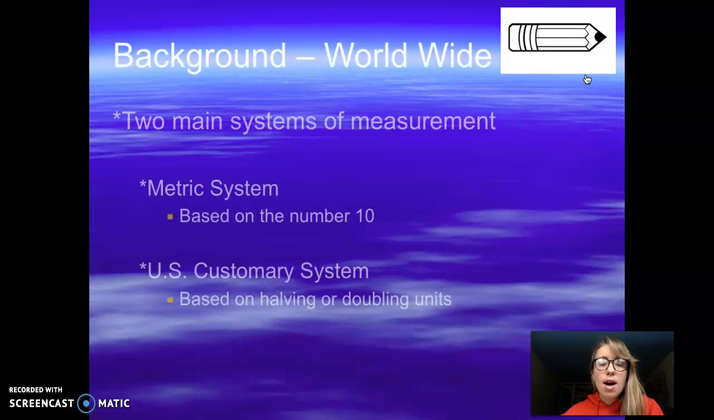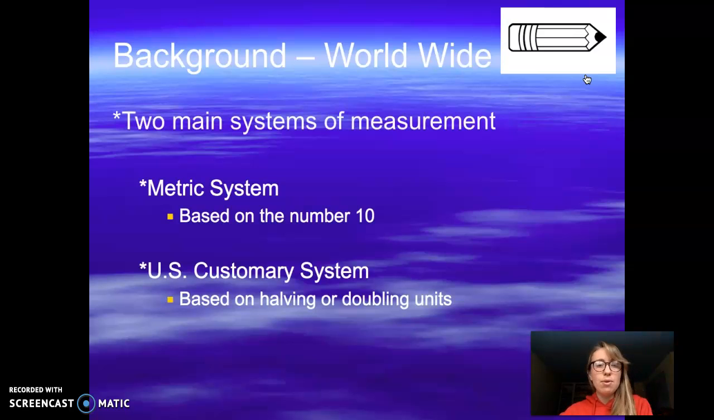Okay, so please write this down. This is just notes. So there are two main systems of measurement. One is the metric system, and one is the US customary system. The main difference between these two systems is that the metric system is based on the number 10, and the US customary system is based on halving or doubling units.